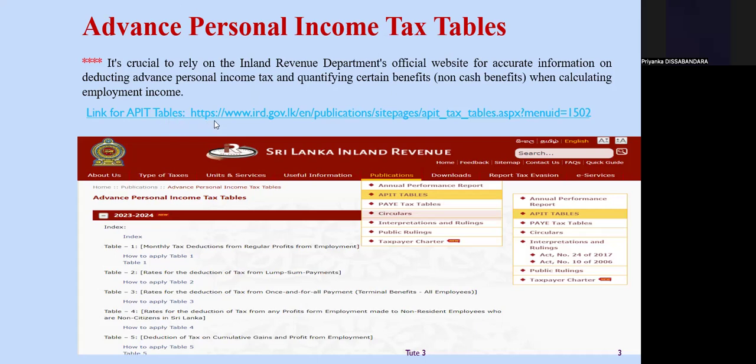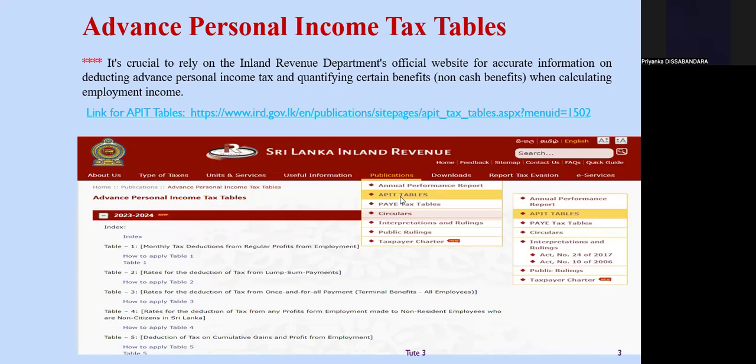You can follow this website. This is the Department of Inland Revenue website I have given in this schedule. If you can access the department website, you can find the publications. Under this publication, we have provided APIT tables.